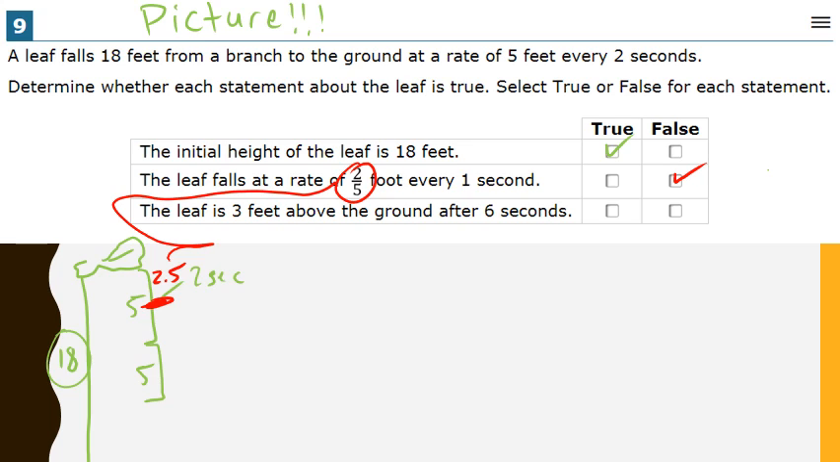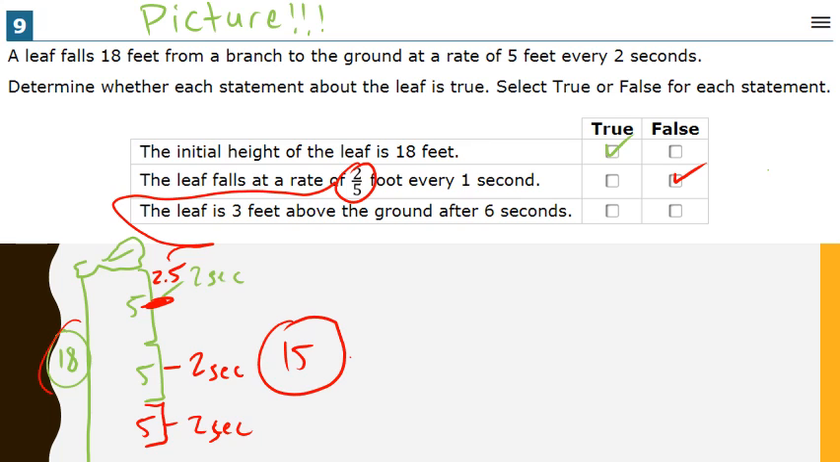The next one says the leaf is 3 feet above the ground after 6 seconds. So let's continue our path here. If this leaf continues to fall at the same rate, which is 5 feet every 2 seconds, after 6 seconds, it has fallen a total of 15 feet. Now all we need to consider is that if it's fallen 15 feet and it started at 18, how many feet does it have left to fall?